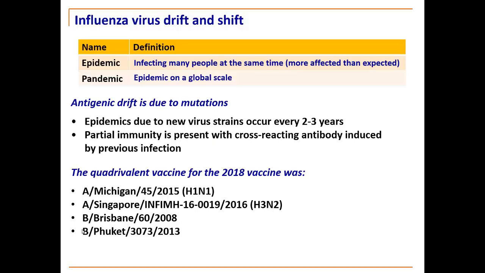And the particular lab serial number or isolate codes, which is quite arbitrary, but specific to each lab, the animal the isolate was taken from, its location and the year all become part of the strain designation. So hence, influenza A was isolated in Michigan with an isolate code 45, don't worry too much about that. And the year was 2015, and because it's influenza A, it was H1N1. And the second one is influenza A, isolated in Singapore, don't worry about where from, 2016, H3N2. And then you've got influenza B, Brisbane, 2008, and Phuket, 2013. So you can start to see how they're actually designated.